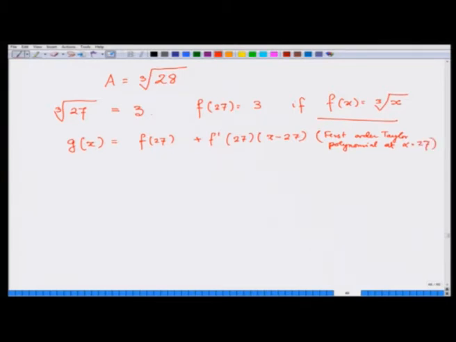Okay, now once I have done that, I have to look into the following. So what do I have? I have here 3 plus 1 by 27, which is f dash of 27. If somebody is uncomfortable with that, let us just do it. What is f? It is x to the power 1/3. So f dash is nothing but 1 by 3 into x to the power 1 minus 1/3, that is 2/3, right.